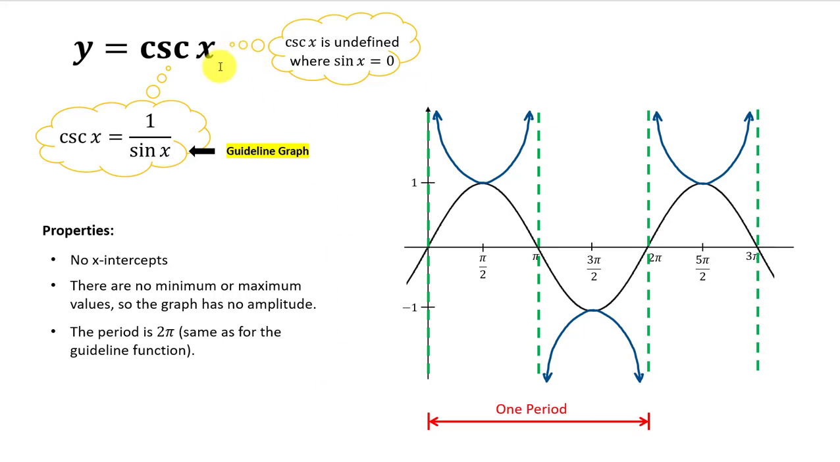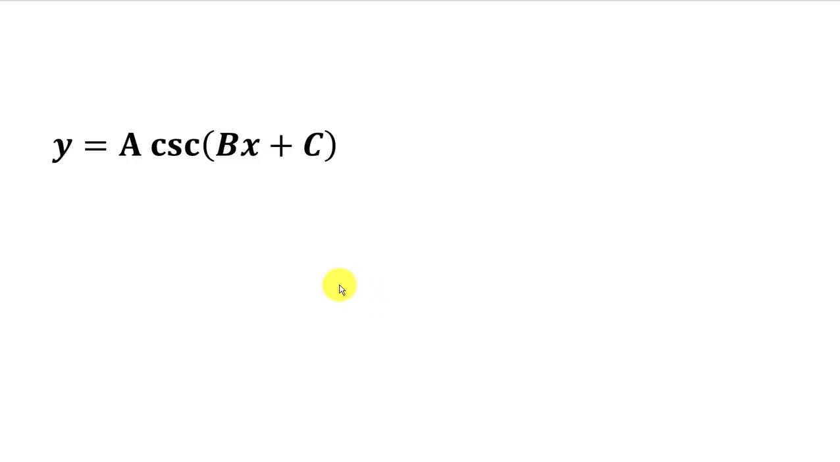But can the cosecant function have some numbers within it? Can we put any numbers in front of cosecant? Or can we put a number in front of x? Can we translate the graph? Can we shift it to the right or to the left, up or down? Yes, we can. In other words, the cosecant function can have this form. Now it looks way more complicated.